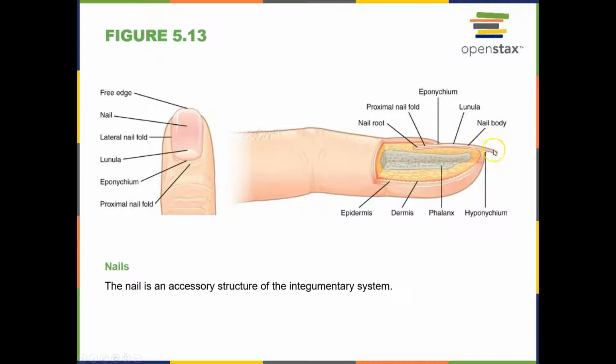The nail itself is not living except for in this root region. But the underlying tissue that the nail is sitting on and attached to is living. And so if the nail gets damaged, it doesn't always hurt. But if you damage or pull the nail up, it will hurt the underlying connective tissue.